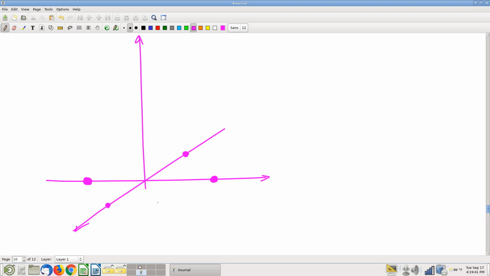Let me see if I can do a little better than that. Maybe something like that. Okay. Likewise, now when I get to this point here, I need to be coming that way.